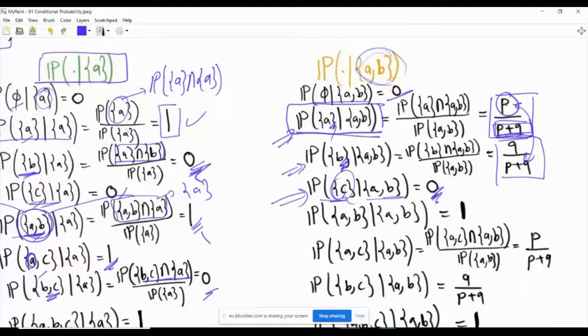It's as if we are constraining our sample space. So when we condition on A comma B, the intuitive understanding is that now we are excluding C. We're saying for some reason we know C will not be there. Okay, so when you condition on A or B, it's like you are restricting our set of possible outcomes to A and B. And so the probability of A will be P over P plus Q, and the probability of B will be Q over P plus Q.